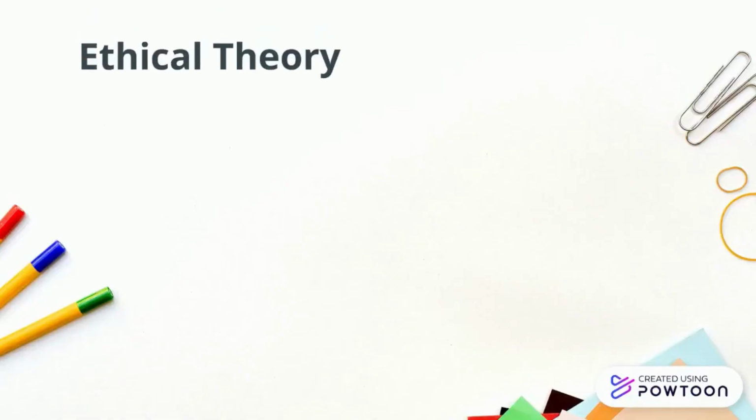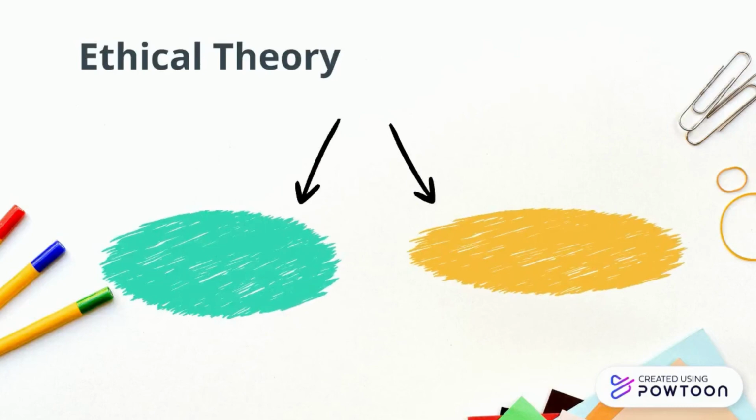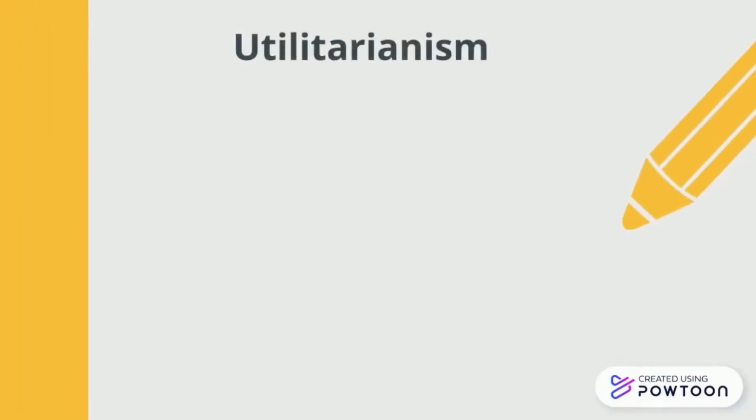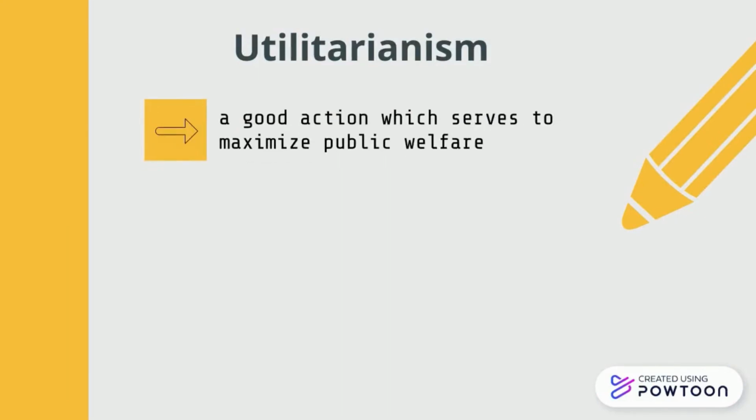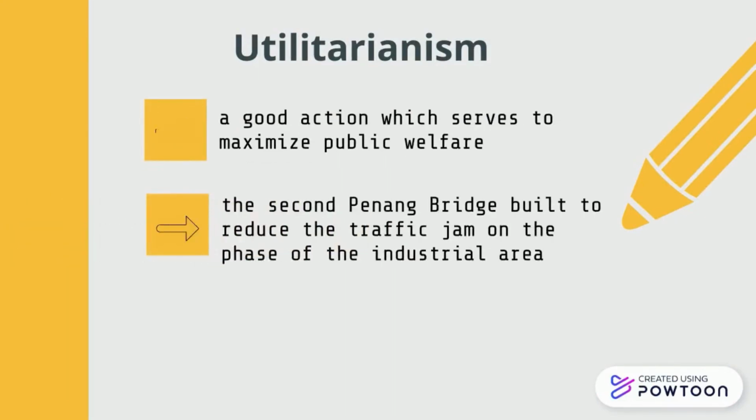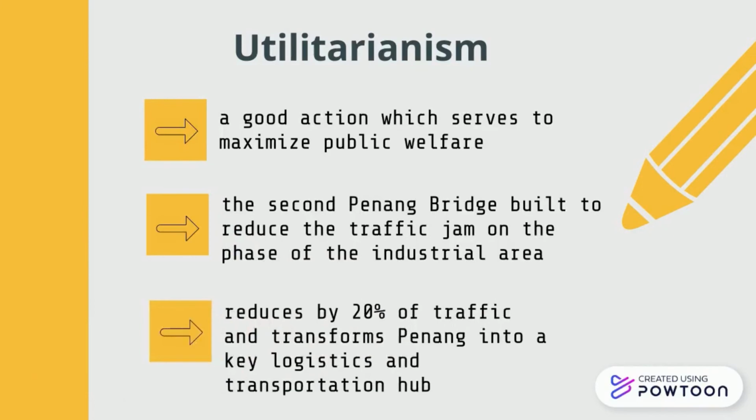There are 2 ethical theories that we can relate. First, utilitarianism. Second, duty and right. Utilitarianism is a good action which serves to maximize public welfare. As we can relate to the scenario, the bridge was built to reduce traffic jams on the base of the industrial area at Batu Maung. It reduced traffic by 20% and transformed Penang into a key logistics and transportation hub.